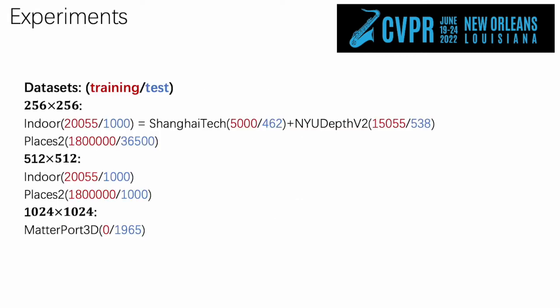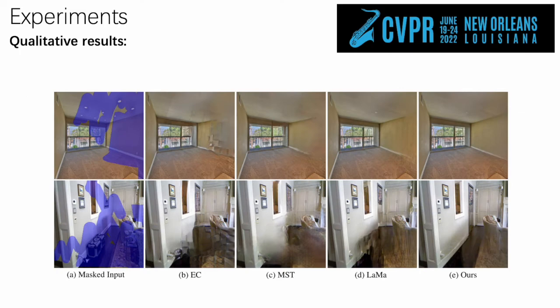The proposed ZITS is trained on two datasets, Places 2 and our custom indoor dataset, which can all be tested in both 256 and 512 resolutions. Besides, we also test the inpainting ability on high-resolution Matterport 3D in 1024. Here are the qualitative inpainting results. Compared with other methods, our ZITS can obtain clearer borderlines. Furthermore, ZITS achieves prominent improvements in the structure recovery compared with LaMa.